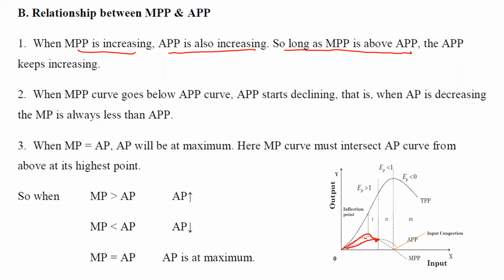ये जो MP curve है वो highest point से ऊपर से intersect करता है. So this is the relationship. So we can say here, when MP is greater than AP, AP is increasing. When MP is less than AP, AP is decreasing. And when MP is equal to AP, AP is maximum. So if you remember this graph, you can remember these relationships.